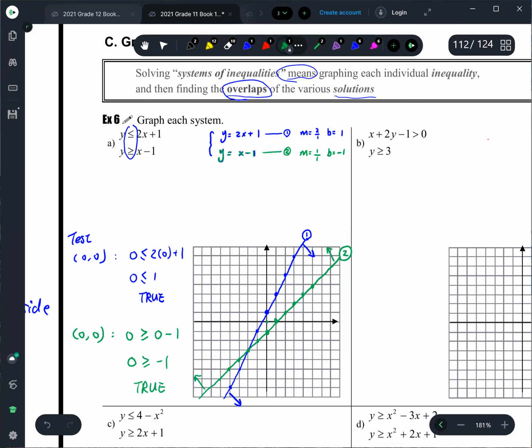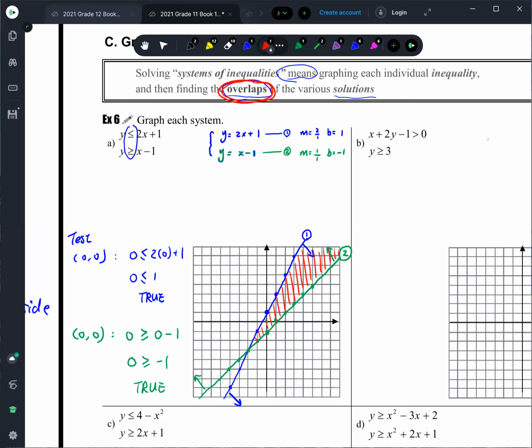Okay, so for the blue one, it's everything below the blue. For the green, it's everything above. So your final shading should only be the part where the blue and green overlap, okay? You are only shading the overlap region. So the part where they both overlap is this part. So this will be your final answer.